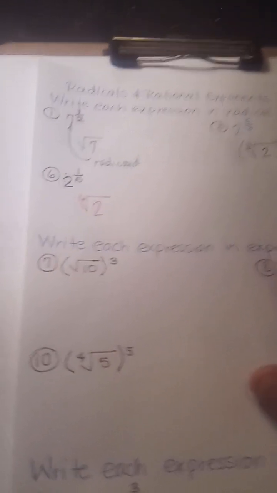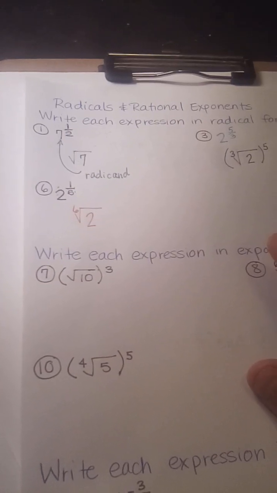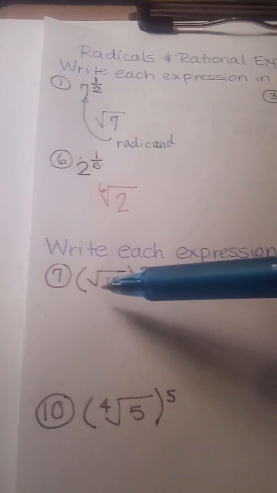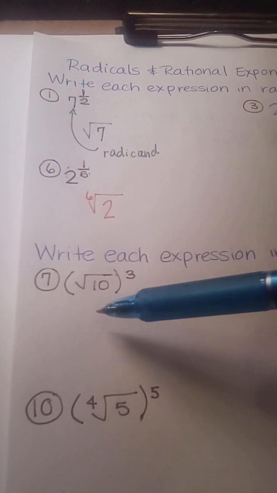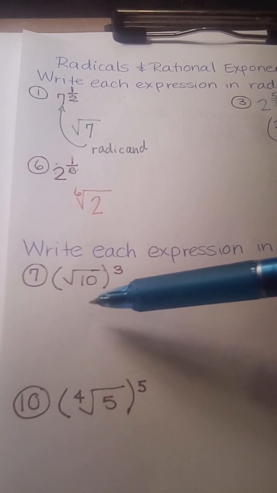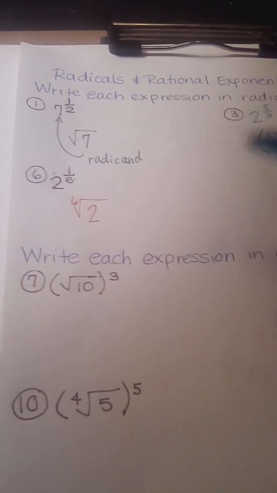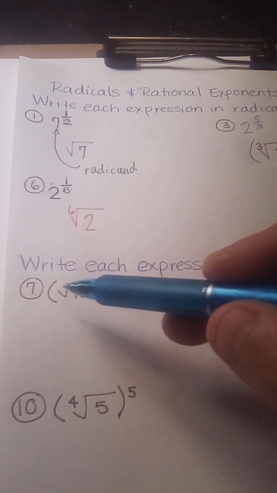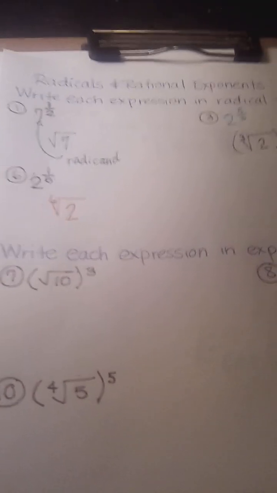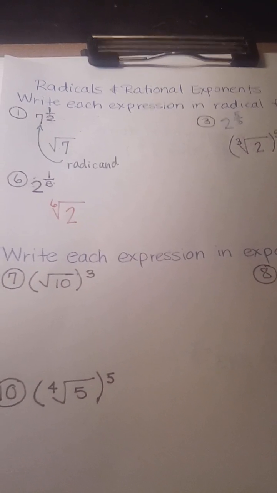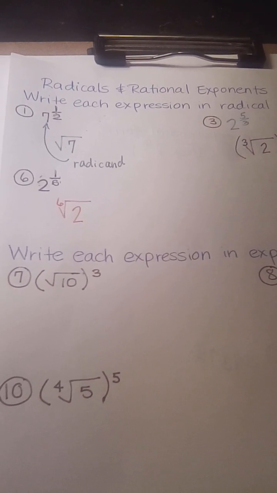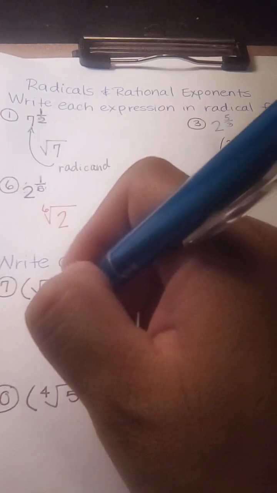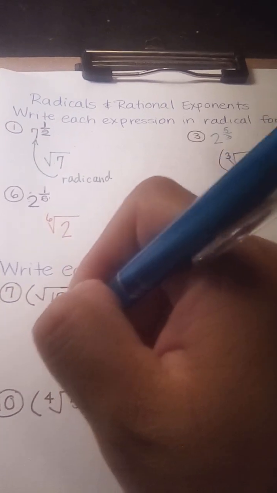Let's start. All right. First things first. What is the base? We have number 7. Open parentheses, square root of 10, close parentheses, the power of 3. What is the base first? Is it the 10, the 2, with the imaginary 2, or the 3? If you said 10, you are correct. So we have the 10 here.